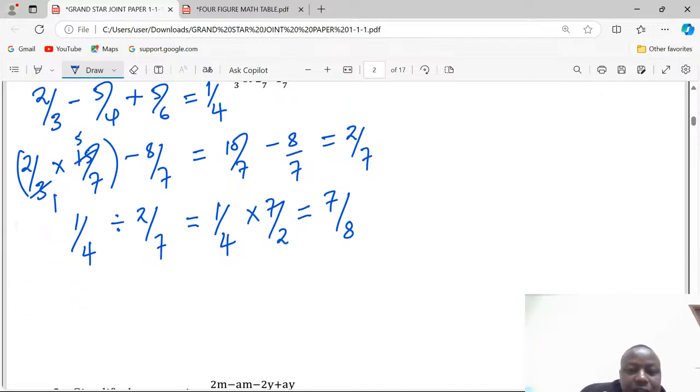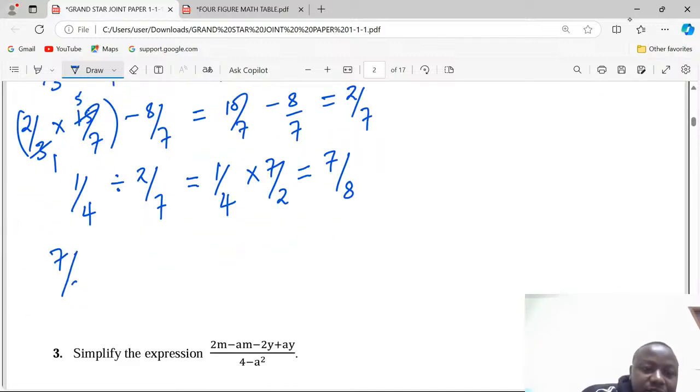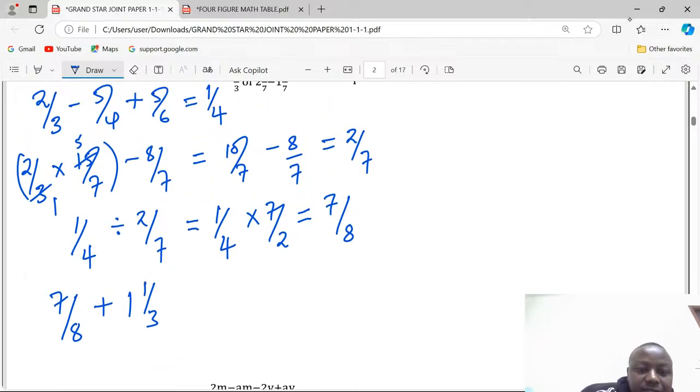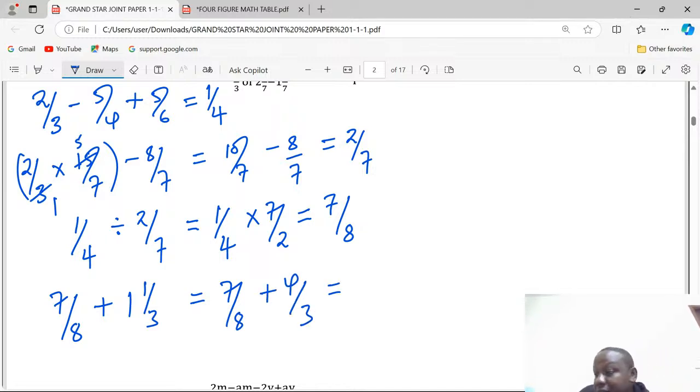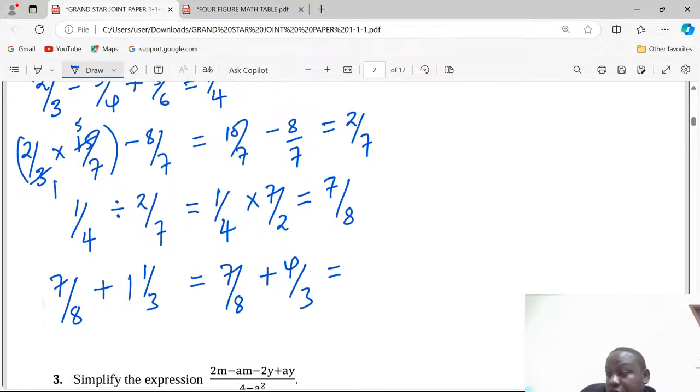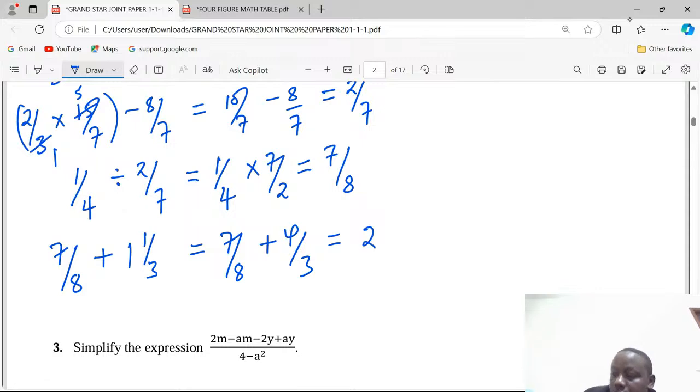That part is sorted. Now the other part is plus 1.3 recurring. It's good for you to know that. Now it will be 7 over 8, and we add, this will be 1 and a third, because 0.333 recurring when changed to a fraction becomes a third. So we will be exactly having 7 over 8 plus 4 over 3 when we convert the mixed number, which was a recurring decimal. And this is going to give us exactly 2 and 5 over 24.